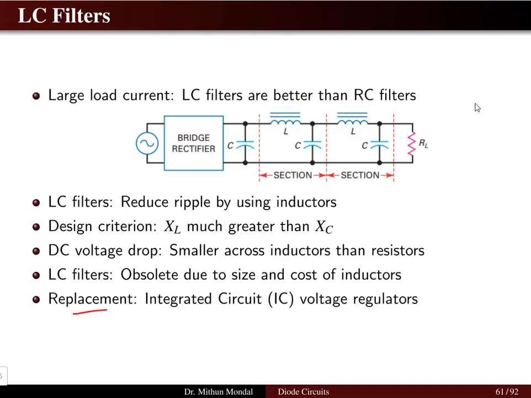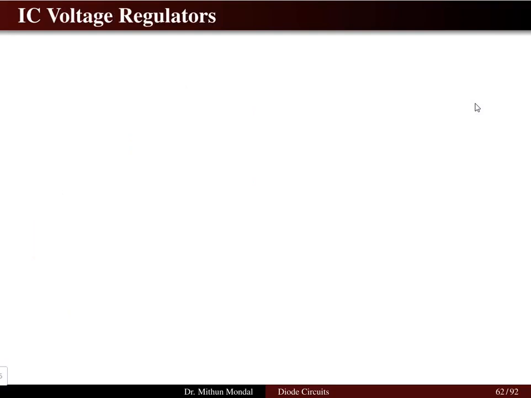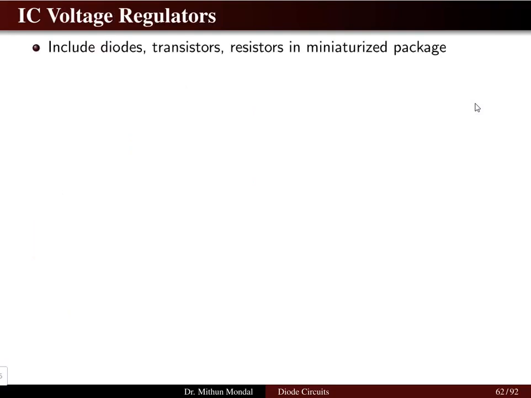As a replacement for LC filters, we can talk about the IC, that is, integrated circuit voltage regulators. So what are IC voltage regulators? They include diodes, transistors, and resistors in a miniature package. So we have the combination of diodes, transistors, and resistors, that is the voltage regulator.